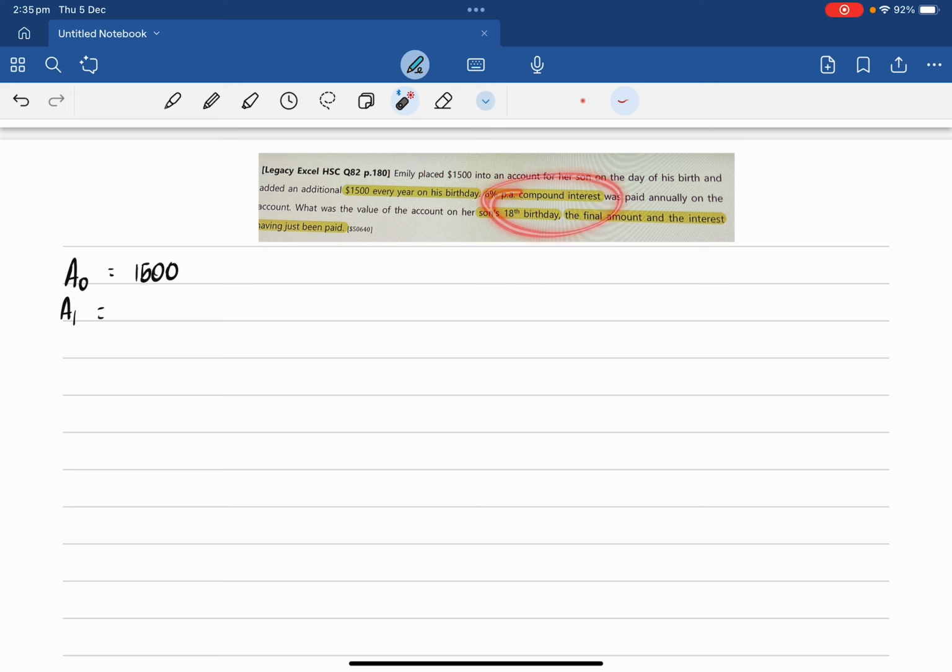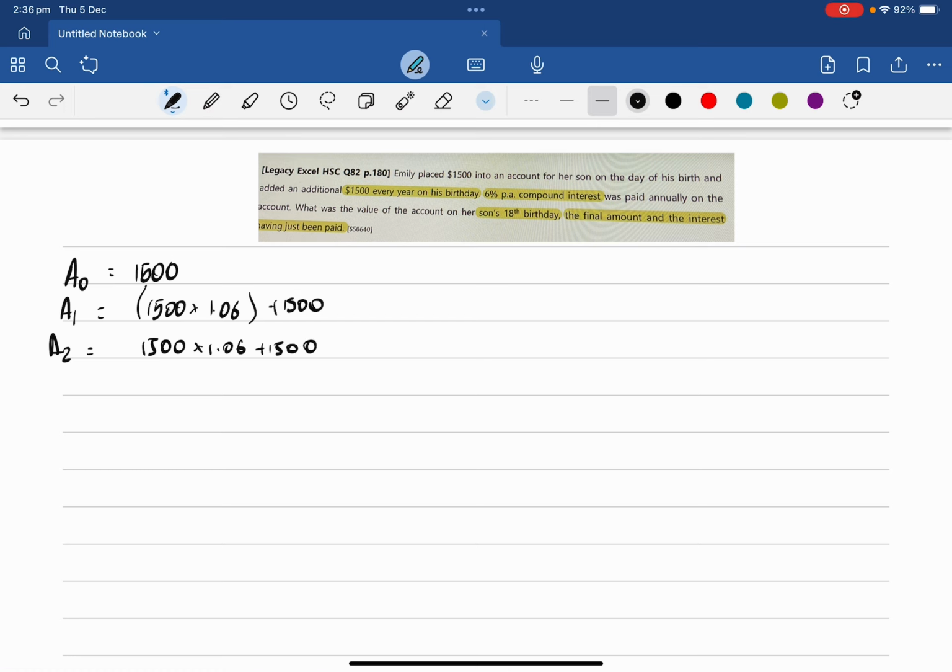See how this compounds annually? After this 1 year has gone by, Emily will get 1.06 of that. You multiply that number by this because that's an added 6%. 1,500 times 1.06. That's the amount she has now, except it doesn't end there. There's an extra $1,500 at the end of each year, so plus $1,500. Easy. Then A2 is equal to, we take this amount, 1,500 times 1.06 plus 1,500.